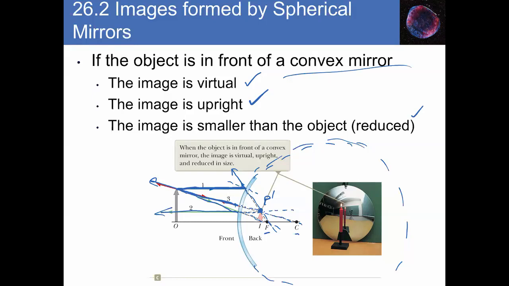The convex mirror always gives you a virtual image. The concave mirror can also give you a virtual image. What is the difference between the virtual image of the convex compared to the virtual image of the concave mirror? The virtual image of the convex mirror is always reduced in size.